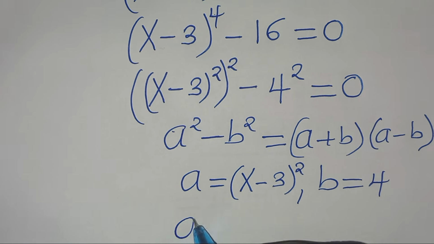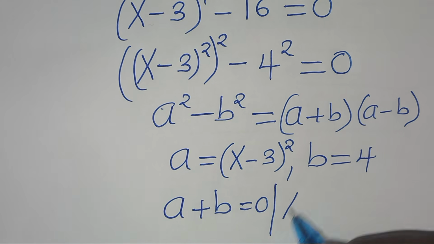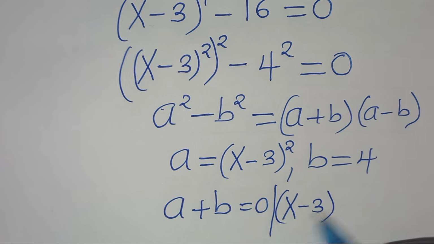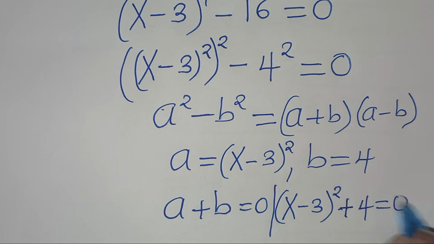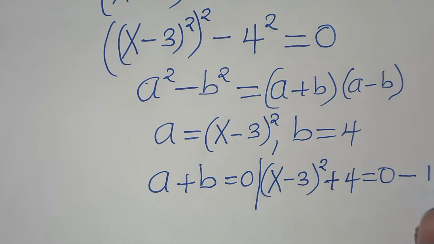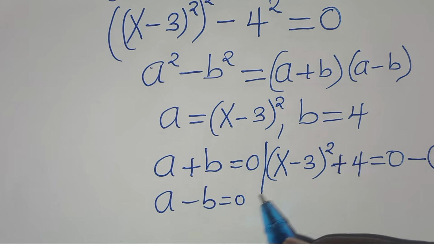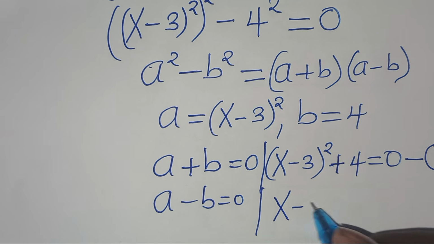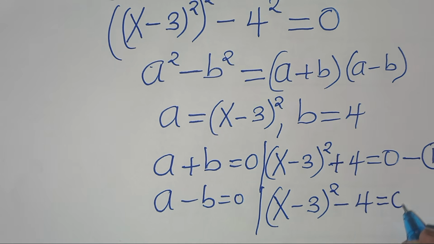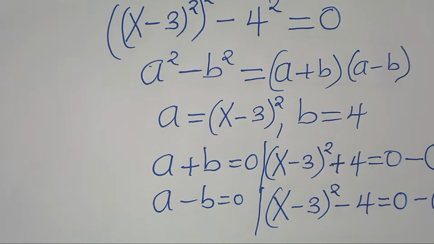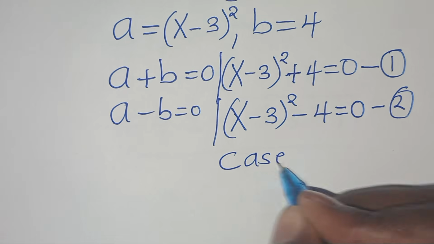So we have a + b = 0, which is the same thing as (x - 3)^2 + 4 = 0. Let's call this case 1. Then we have a - b = 0, which is the same thing as (x - 3)^2 - 4 = 0. Let's call this case 2. So let's start with case 1.